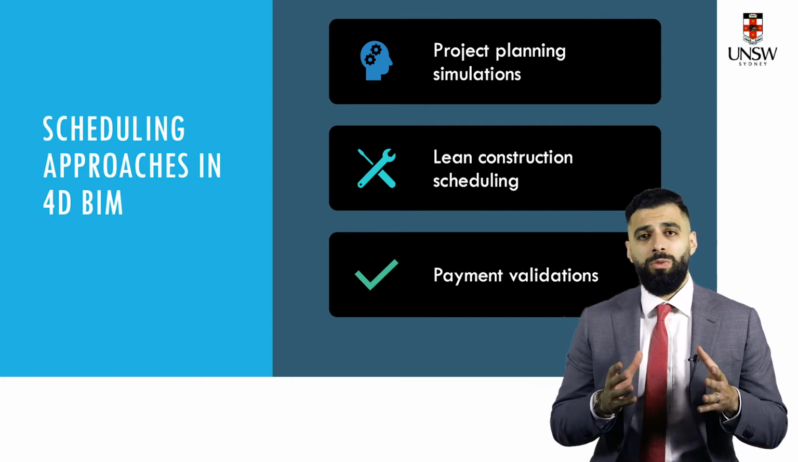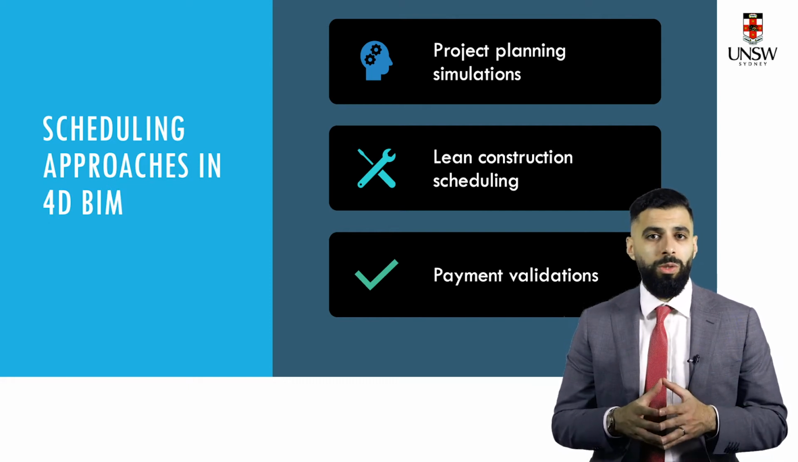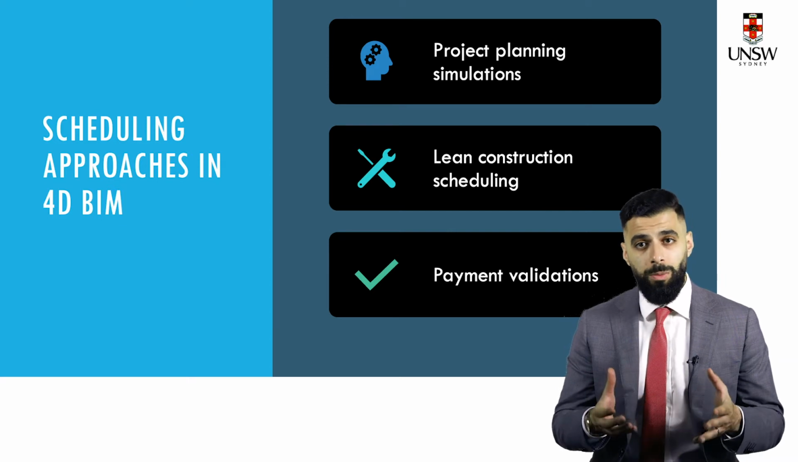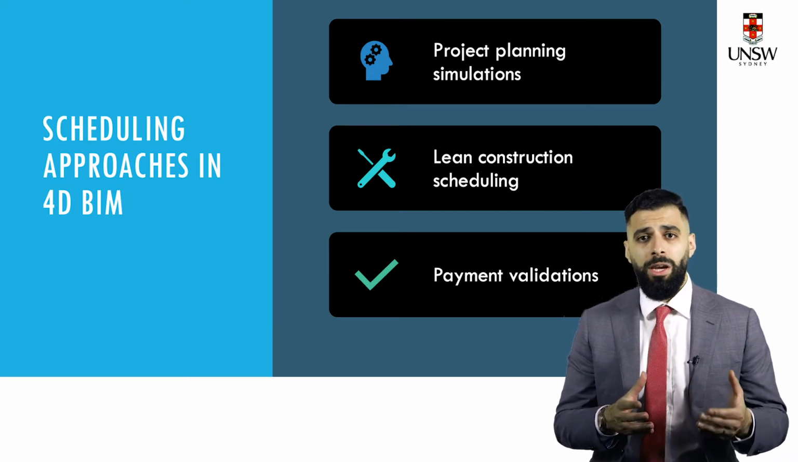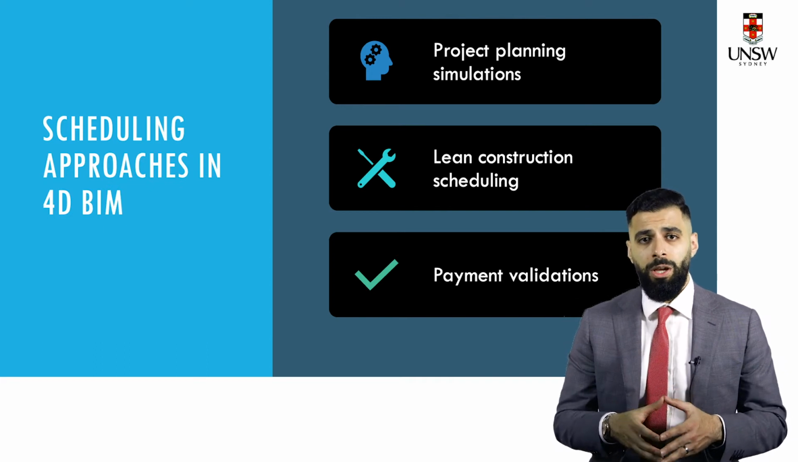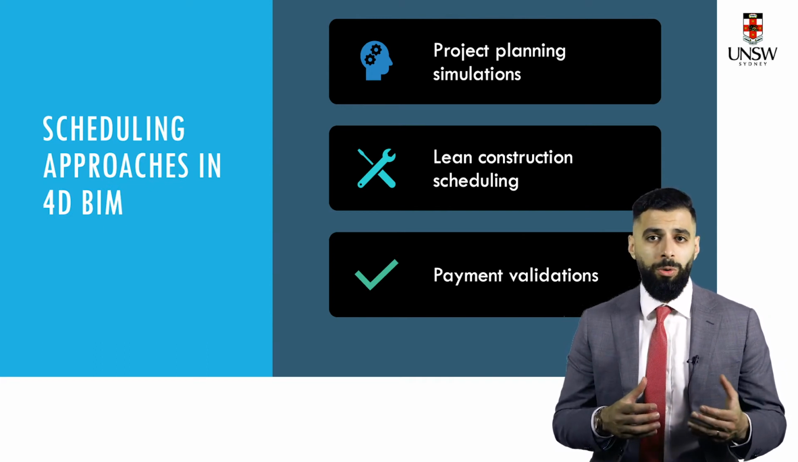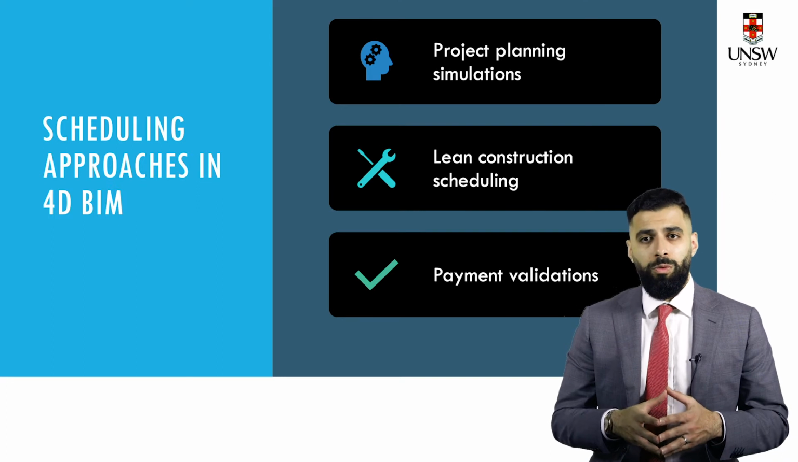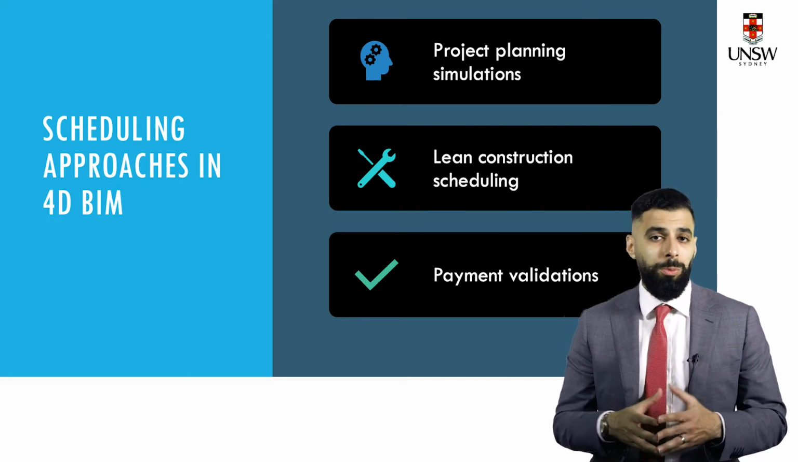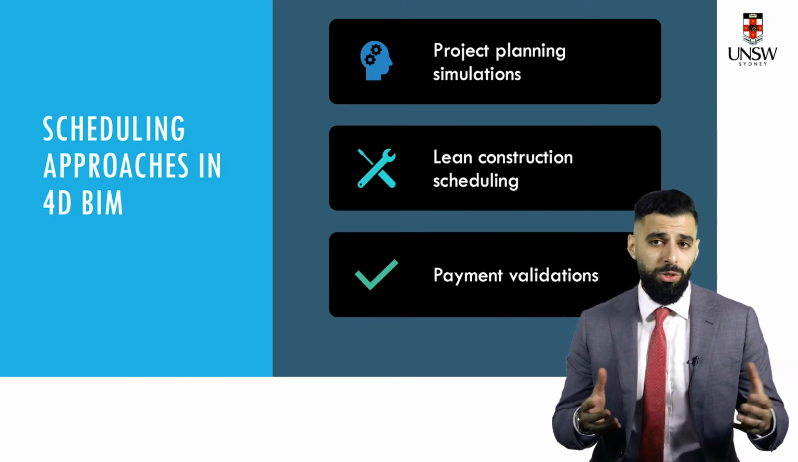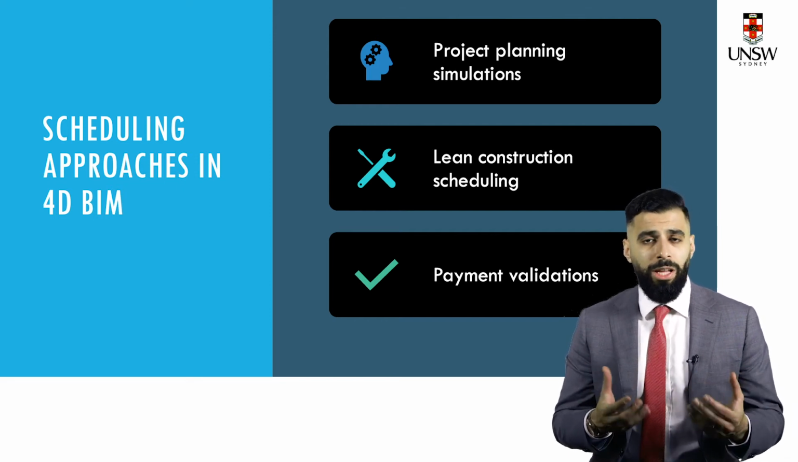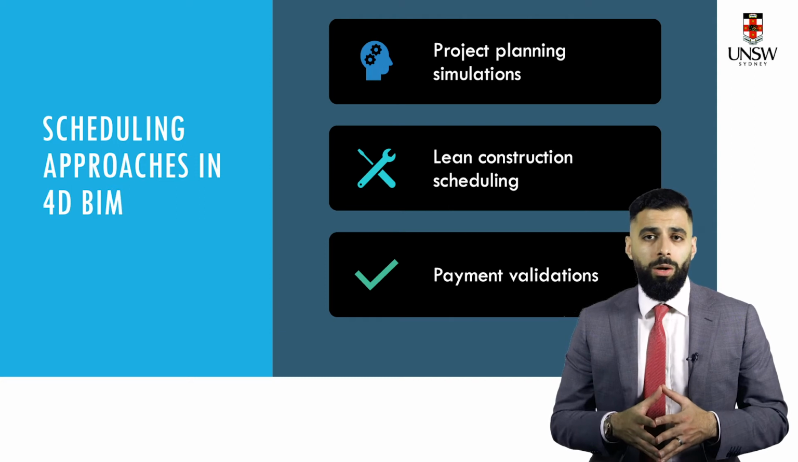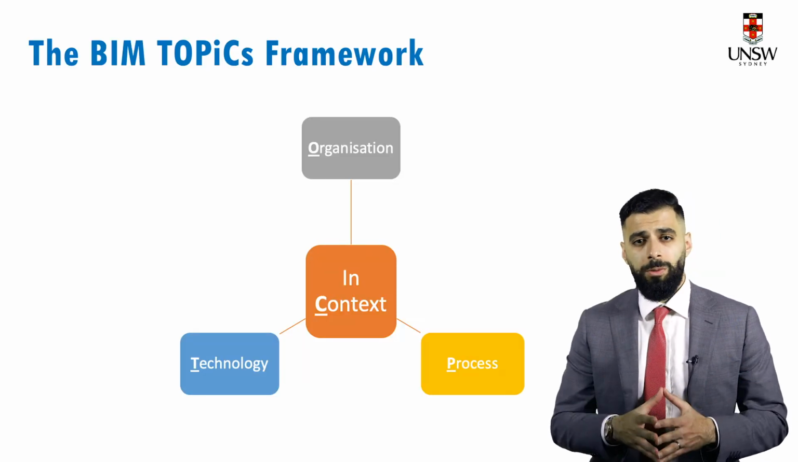Finally, you can use 4D BIM as a means for visual validation of progress payments. This process can be further automated and securely performed if you decide to incorporate such a system through, for example, a blockchain. And this allows you to integrate other technology platforms as well within the whole process.